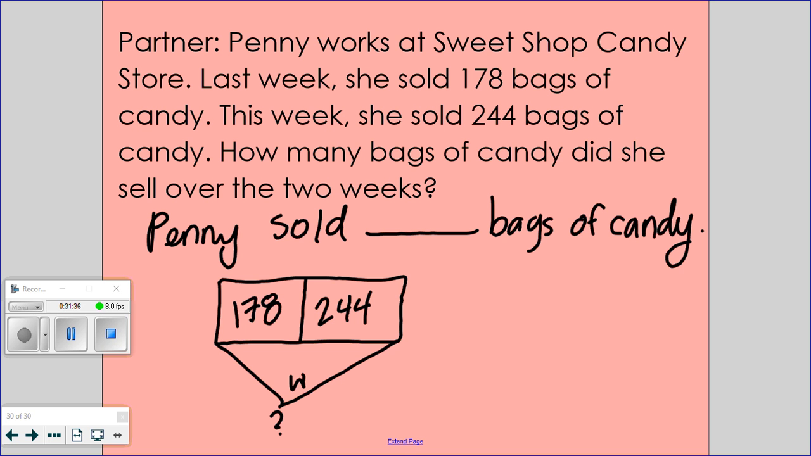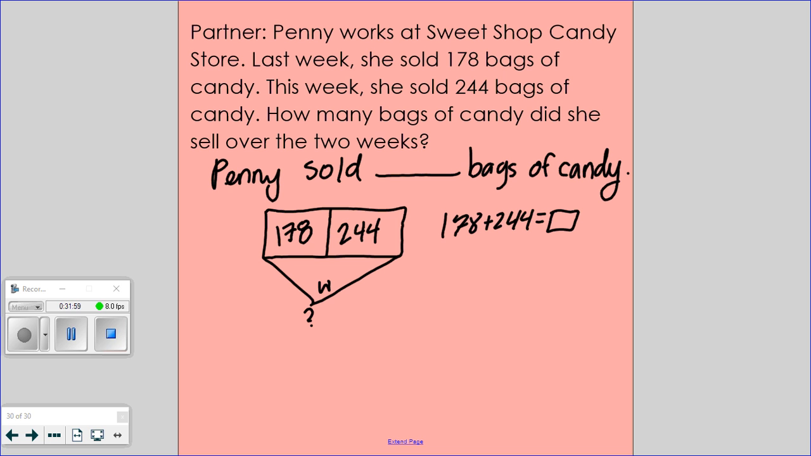What equation goes with that bar model? Lainey? Keep going. 178 plus 244 equals box. That is our equation. We need to set that up with our expanded form. Find somewhere on your desk.